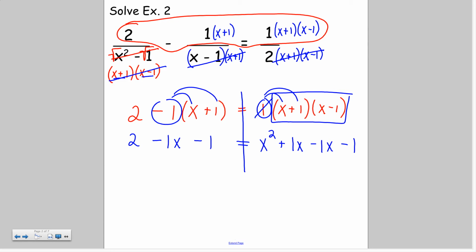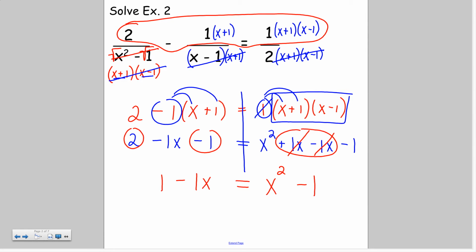So on this side, I have 2 like terms. 2 minus 1 is 1. And I'm going to bring down the 1x. On this side, same thing. If you have the box method, you're going to notice you have 2 like terms. Positive 1 and negative 1 are 0. So I'm going to bring down my remaining terms.